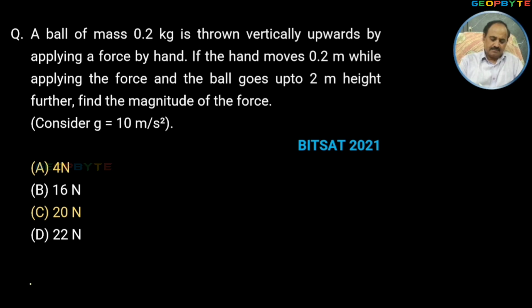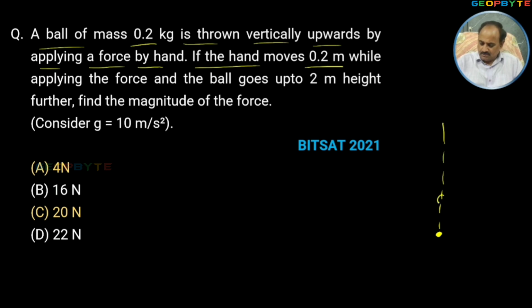It is asking like this. A ball of mass 0.2 kg is thrown vertically upward by applying a force by hand. So a ball is thrown by a hand. If the hand moves 0.2 meters, this is the position of the particle. This particle is thrown upwards. So here the hand is moving 0.2 meters while applying a force.